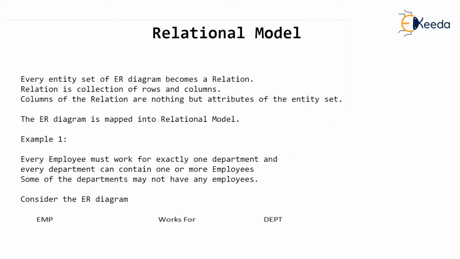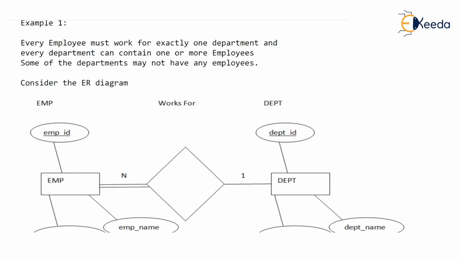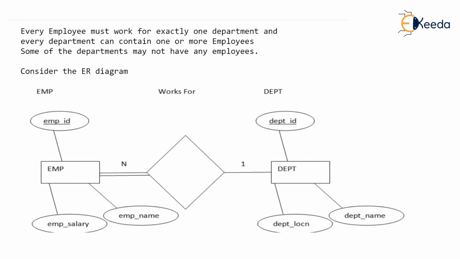Let us not waste any more time and straight away see an ER diagram. What we are waiting for is how this ER diagram will be converted into a relational model. How will we get the tables, that is, relations? I hope you have seen the earlier videos and you know this.